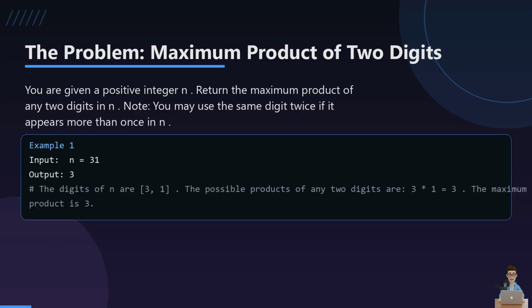You are given a whole number, and your job is to find the two digits inside it that multiply together to give the biggest possible product. Keep in mind, if a digit shows up more than once in the number, you are allowed to use it twice when picking your pair. So you just want to return that highest product you can make from any two digits in the number.